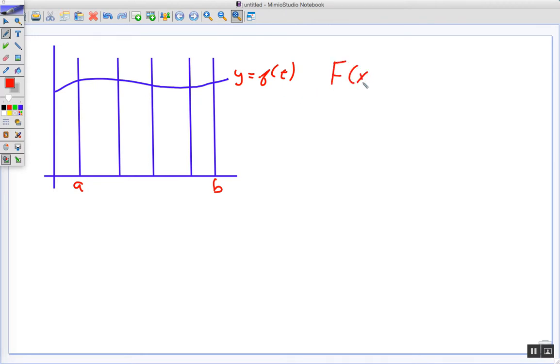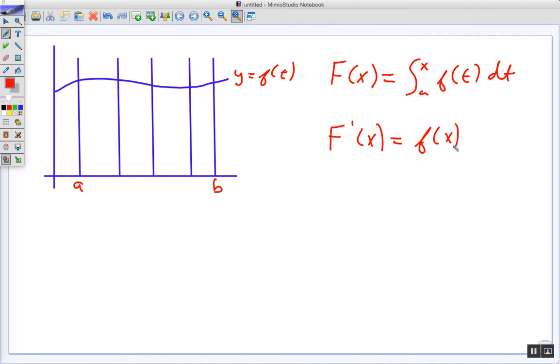our fundamental theorem of calculus states that if we take the derivative of this value here, it's equivalent to f of x. So I just want to look at why that's true.